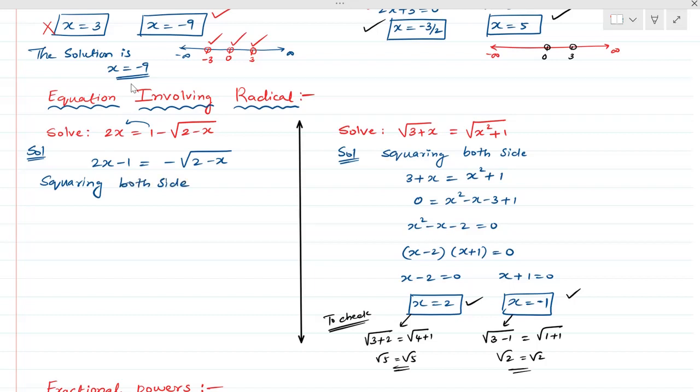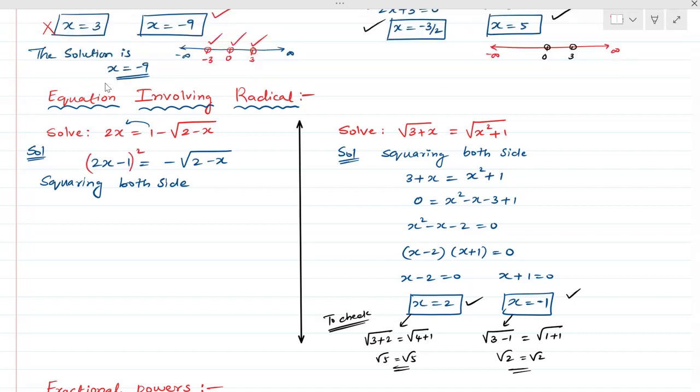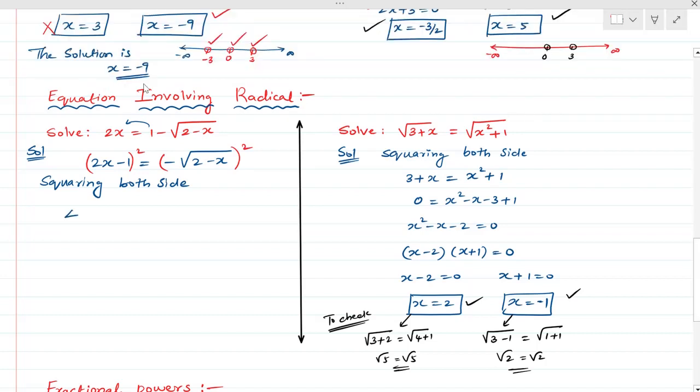Before, if you take the square root, it becomes a minus b whole square, which we don't want. So that's why we will square it here after bringing the one here. So here a minus b whole square, that is 4x square minus 4x plus 1. This is the formula for a minus b whole square. And here the minus will be cancelled because of the square, and root and square get cancelled. You will get 2 minus x.